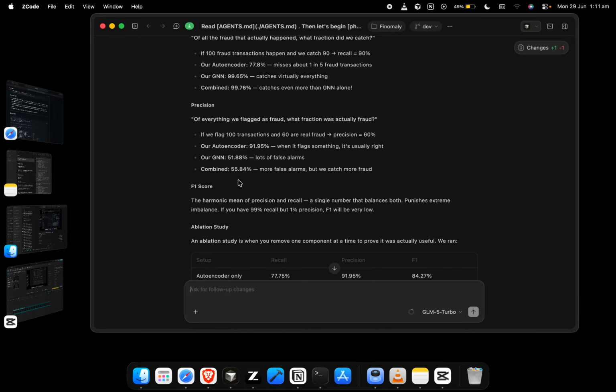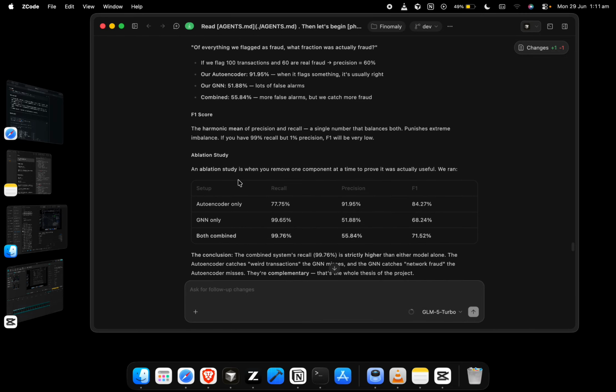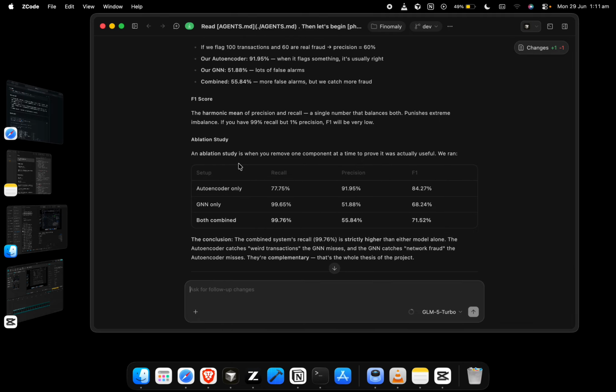Then for our next metric, F1 score, this is the harmonic mean of precision and recall, a single number that balances both. It punishes extreme imbalance. So if you have 99% recall but 1% precision, the F1 score will be very, very low. So our ablation study, it is when we remove one component at a time to prove it is actually useful. So these were the numbers we got for the recall, precision, F1.